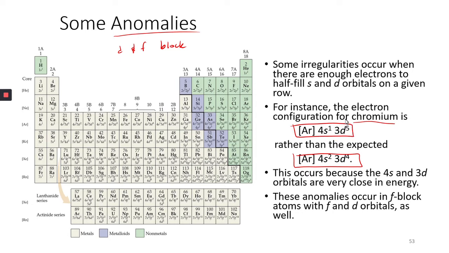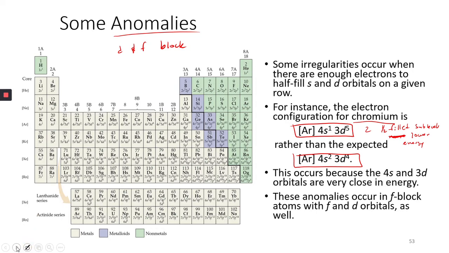And why is this more stable or lower energy? Because what you end up having is two half-filled sublevels, which is lower energy than having a filled s level and then a randomly filled amount of d.